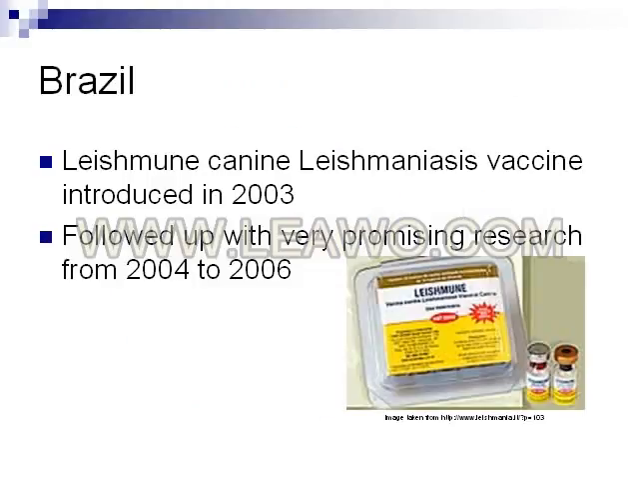So I mentioned Brazil. Many people are starting to realize that the control of leishmaniasis in the dog population could be the key to controlling it in the human population. With that in mind, in 2003, Brazil was the first country to introduce a commercial vaccine called Leishmune, which is a canine vaccine against leishmaniasis. A study from 2004 to 2006 then followed up the vaccine to study its impact, and the results are in the following slide.